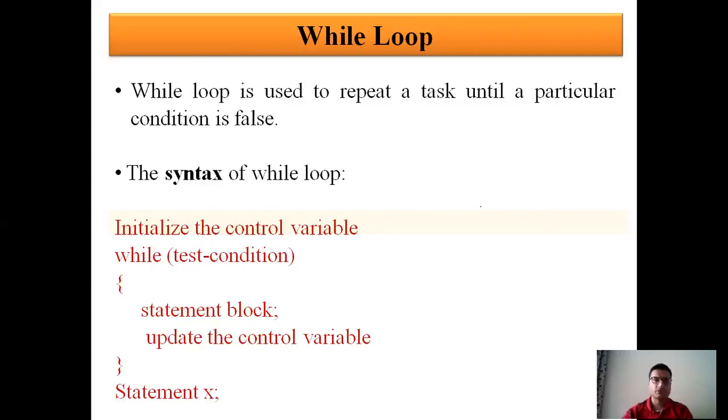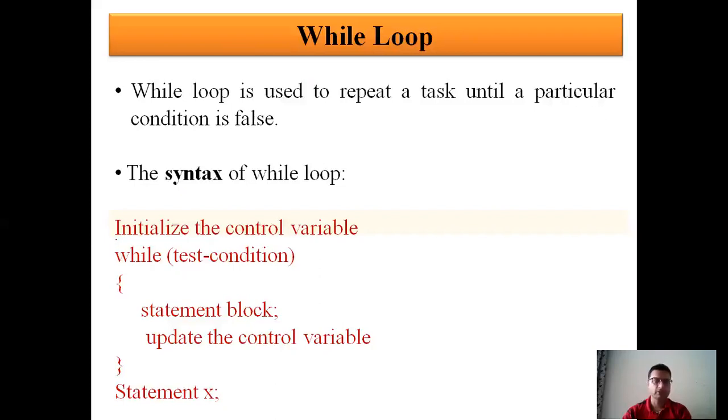So while loop is used to repeat a task until a particular condition is false. So we are going to test a condition again and again until it is false. Okay. Now let us have a look at the syntax of while loop. So first of all, let us have a quick recall.